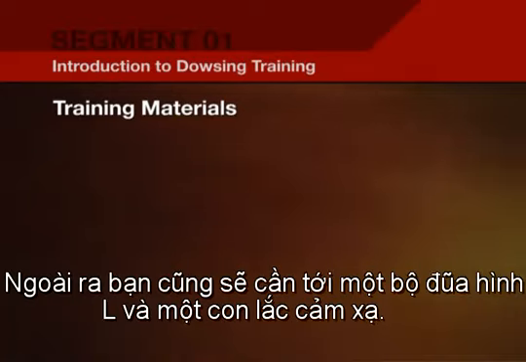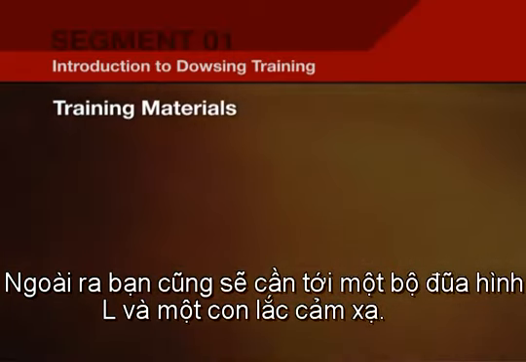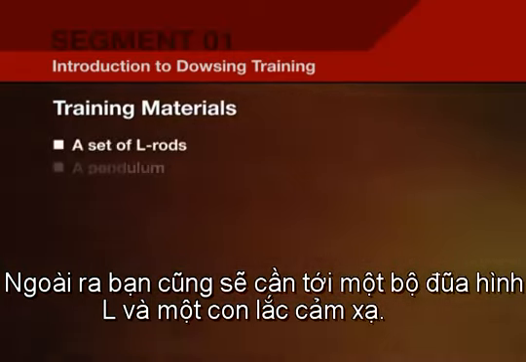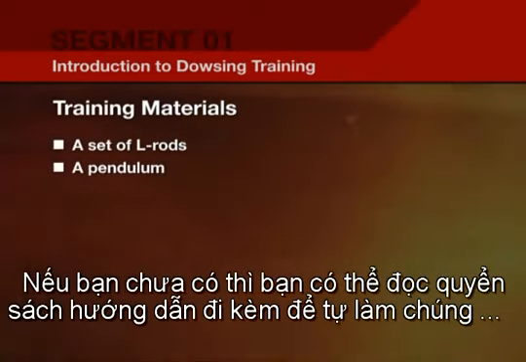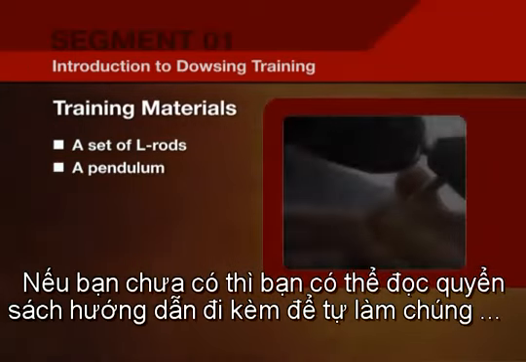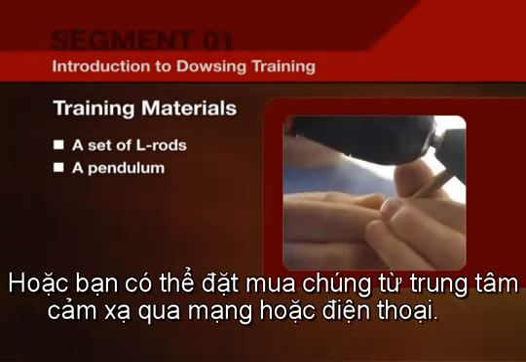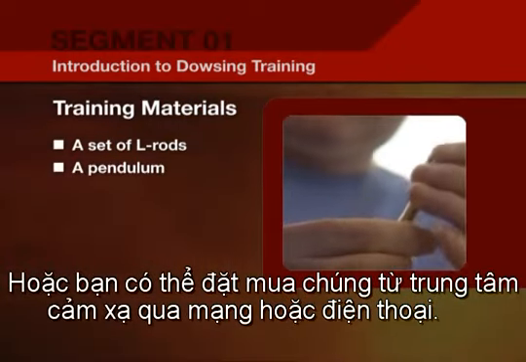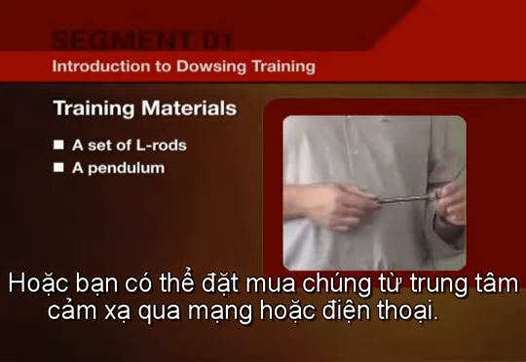In addition to printing out or manually creating one copy of each template package, the following materials will also be required. First, you will need a set of L-rods and a pendulum. As with most students just beginning their dowsing training, you may not have these tools readily available. If you do not have a set of dowsing L-rods or a pendulum in your possession, please refer to the manual included in the Learn Dowsing training set for instructions to either make your own or order them through a secure online retailer.